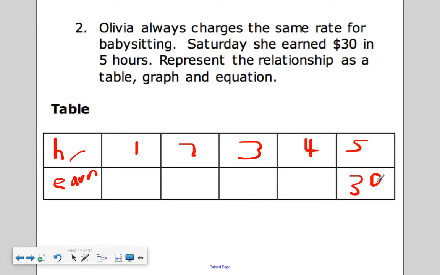So how do you turn $30 to 5 hours? Divide by 6. Or how do you turn 5 hours to $30? Times 6, times 6, times 6, times 6. I wonder if that is the constant of proportionality. I'm multiplying the number of hours by 6 and I will always know its earnings.